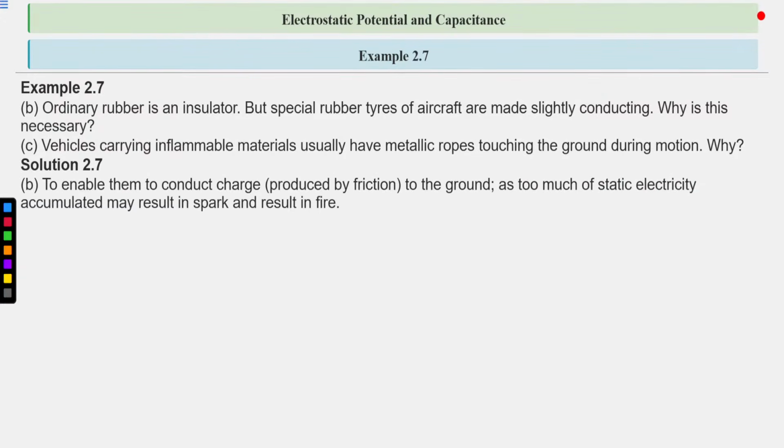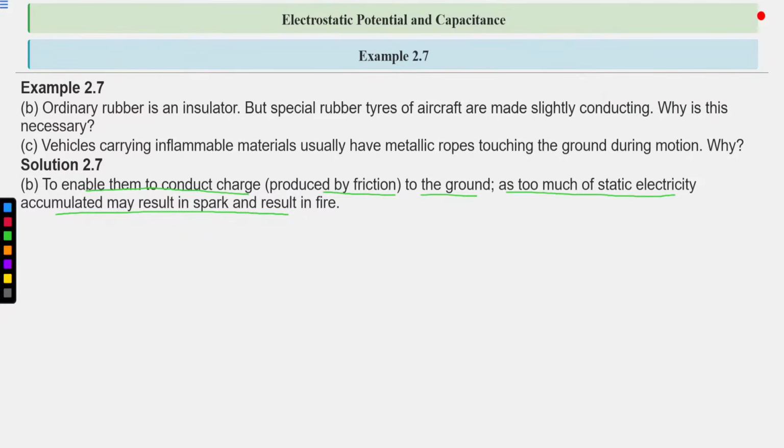So let's see the reason. To enable them to conduct charges produced by the friction to the ground, as too much static electricity accumulated may result in spark and result in fire. We know that during takeoff or landing, an aircraft is at very high speed. So when the tire touches the ground and the aircraft moves at very high speed, there will be a very large amount of friction.